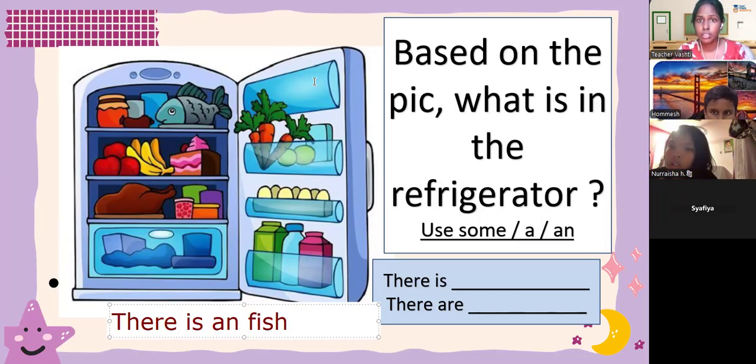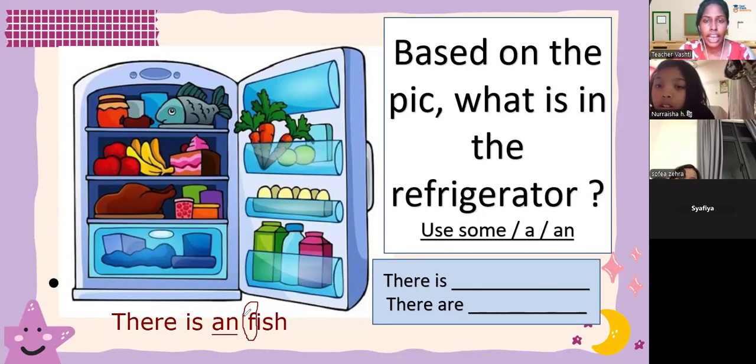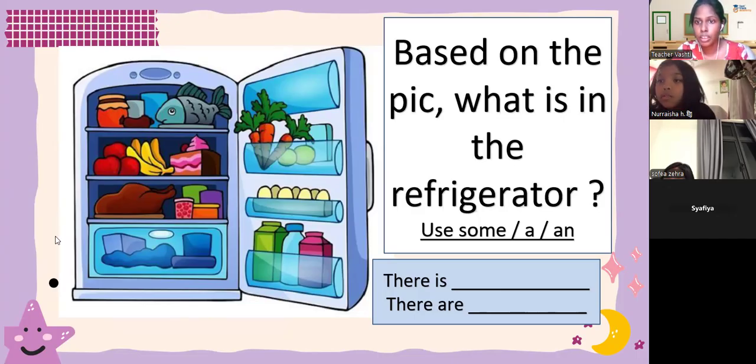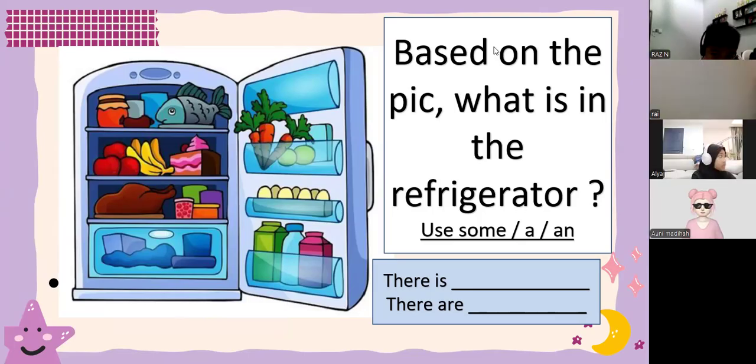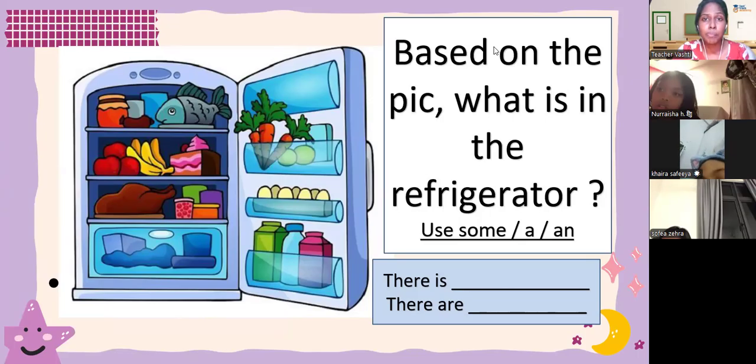Okay, Sofia Zera, "there is an fish." Can you use an? No. What is an used for? For A, E, I, O, U. So, Sofia Zara, this is F. Can you use an? No. You must use a. Khaira Safia, how many apples are there? Many. If there are many, you must add S behind apple.